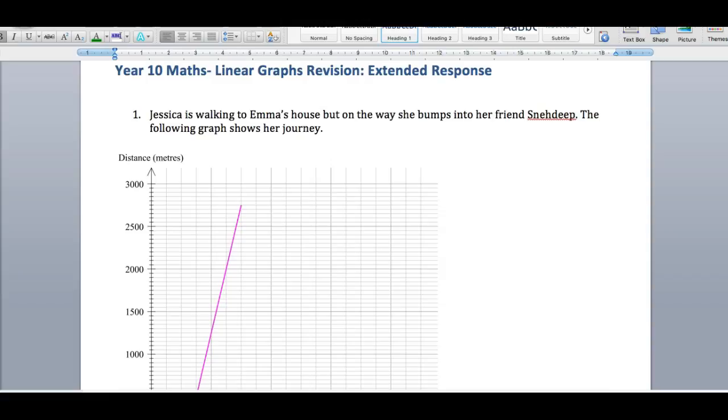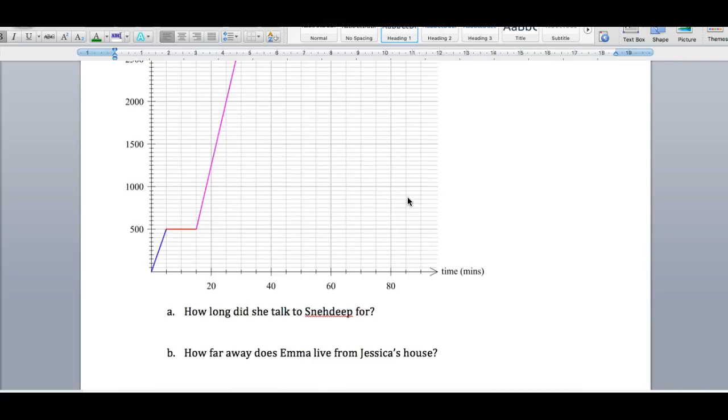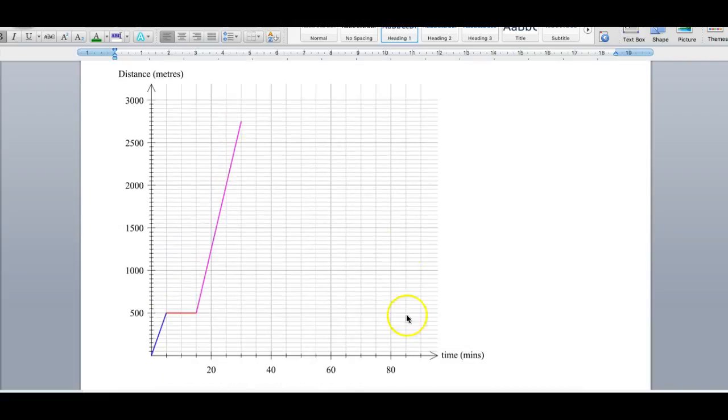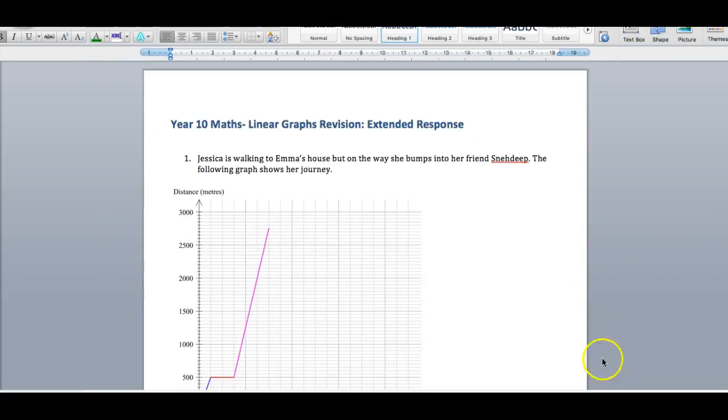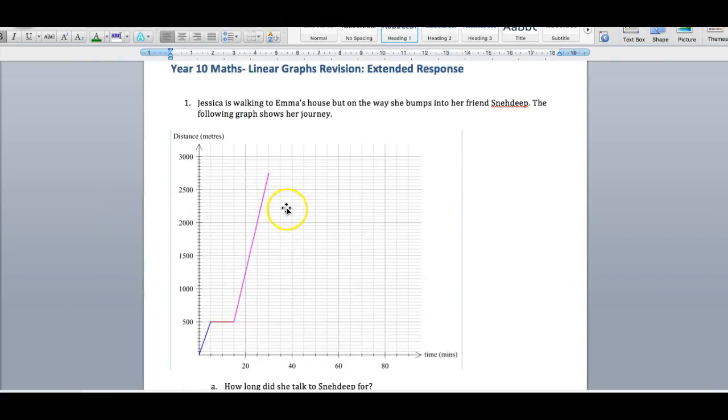Jessica is walking to Emma's house, but on the way she bumps into her friend Sneedeep. The following graph shows her journey. Okay, so on this graph we can see the time in minutes, the distance. So Jessica is walking to her friend's house. Let's just see if I can make this a bit smaller so we can actually see the graph while I'm talking about it. So here she is, the distance from home. So I might just indicate there. Okay, so this is her house here.